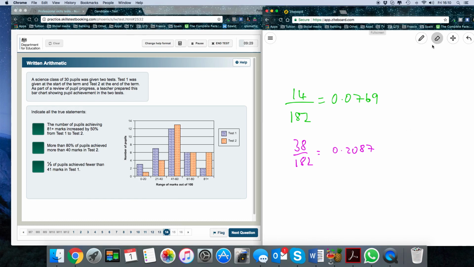Okay, bar charts. Again, they're fairly simple bar charts. The blue bars are test 1, the orange bars are test 2, and then we've got a range of marks. You just have to read the questions and statements fairly carefully. There are a few little tricks that they put in.